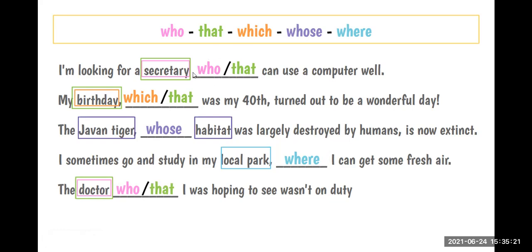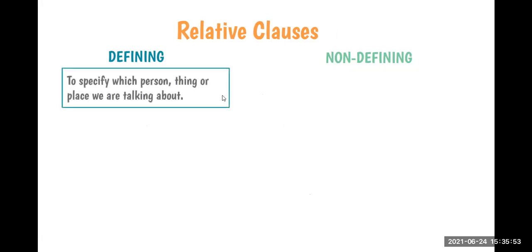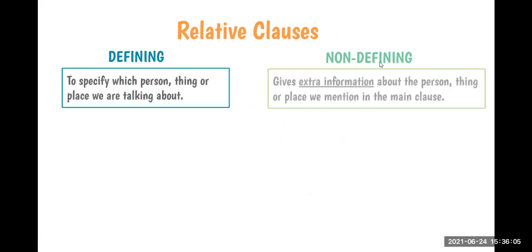Y como pueden ver aquí en estas relative clauses, who, that, which, whose, todos esos generalmente son el sujeto de nuestra oración. ¿Ok? Luego vamos a hablar un poquito más de eso. So, in relative clauses, we have two types: defining relative clauses and non-defining relative clauses. We are going to check the differences between these. Pay attention. Defining relative clauses are the ones that we use to specify which person, thing, or place we are talking about. And non-defining relative clauses are the ones that we use to give extra information about the person, the thing or place we mentioned in the main clause.